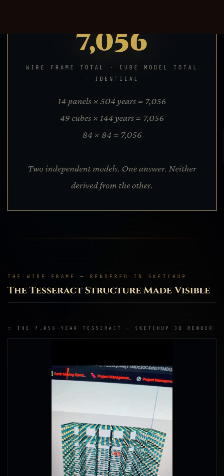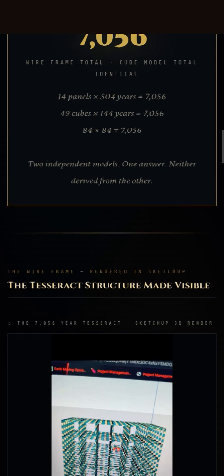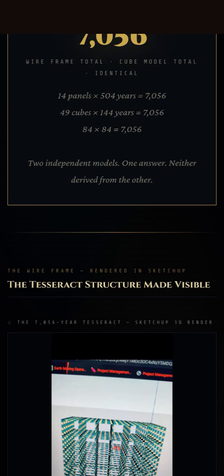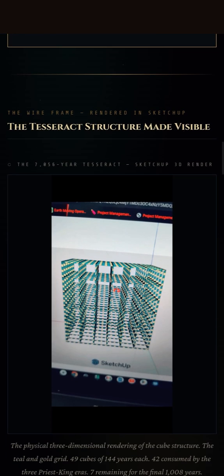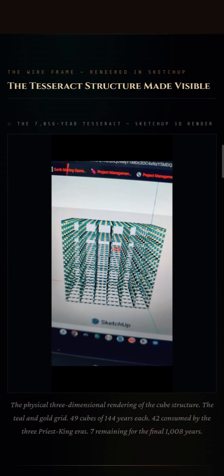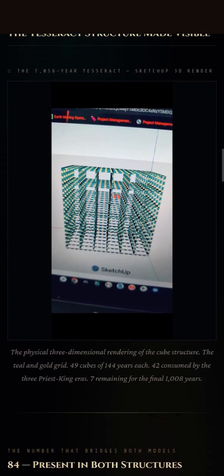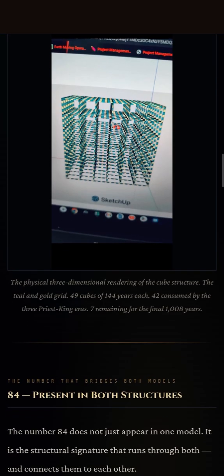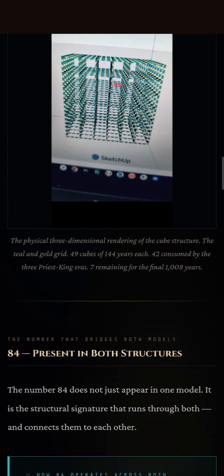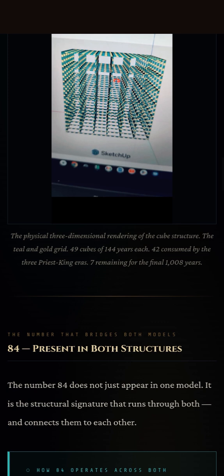Now hear the number that bridges both models simultaneously. In the wireframe, the outer circumference of each panel is 84 years. That is the structural perimeter unit of the geometric model. In the cube model, 84 times 84 equals 7056. The full tesseract span is a perfect square of 84. The same number that governs the wireframe perimeter also appears as the square root of the cube model total.